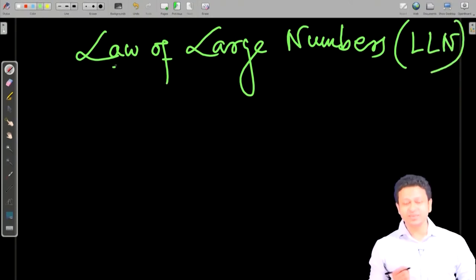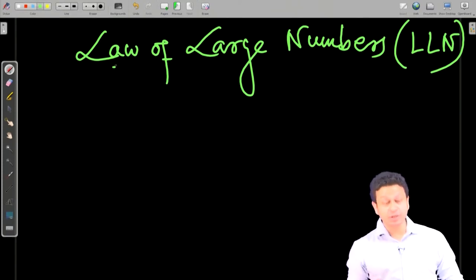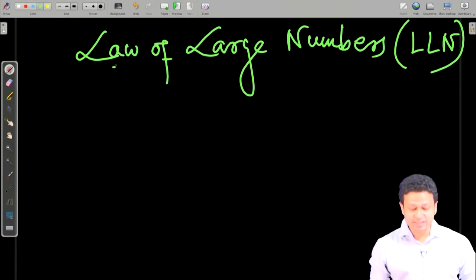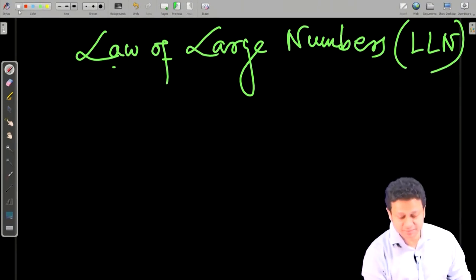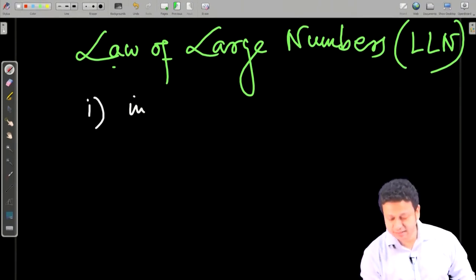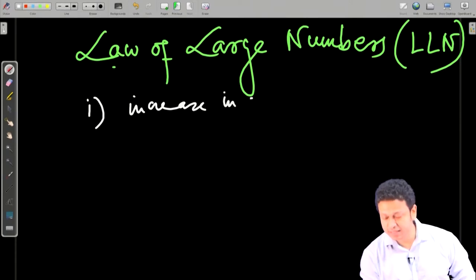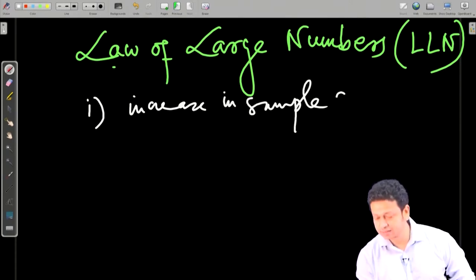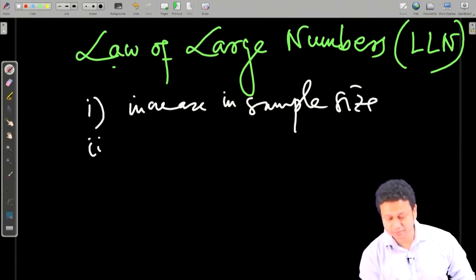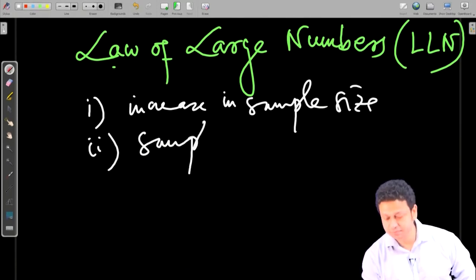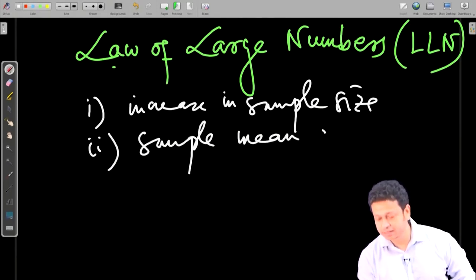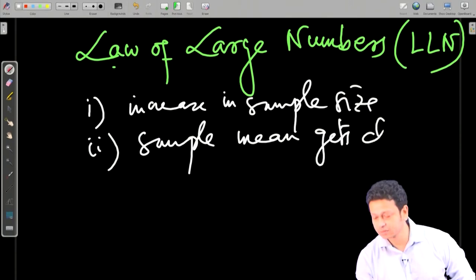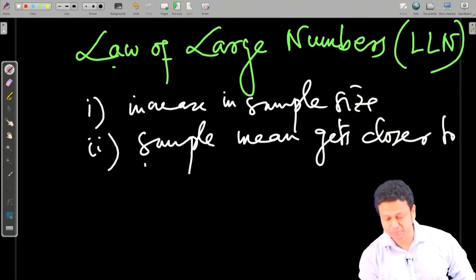So, the law says if we keep on increasing the sample size, the sample mean will get closer to the population mean. Okay. So, increasing the sample size, the sample mean gets closer to the population mean. Okay. So, that is the statement.